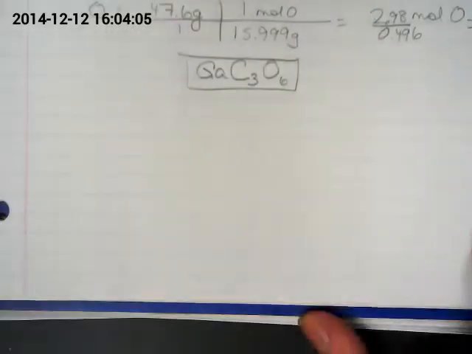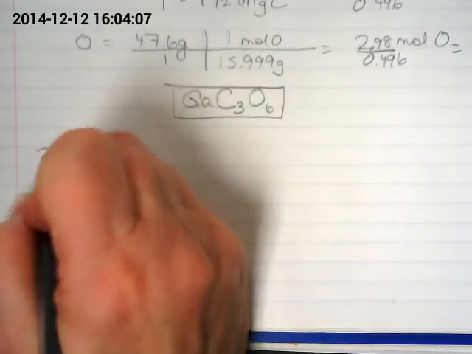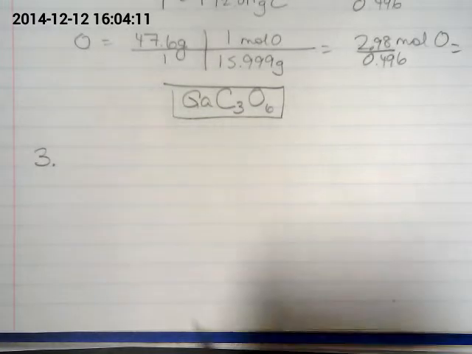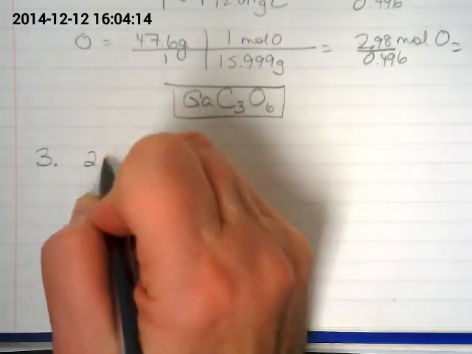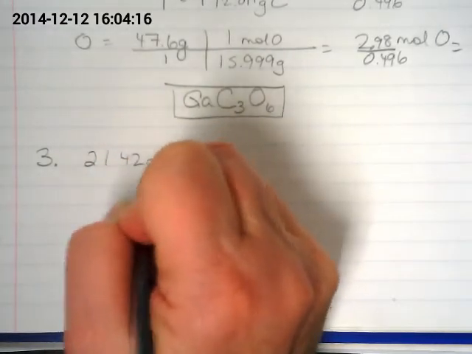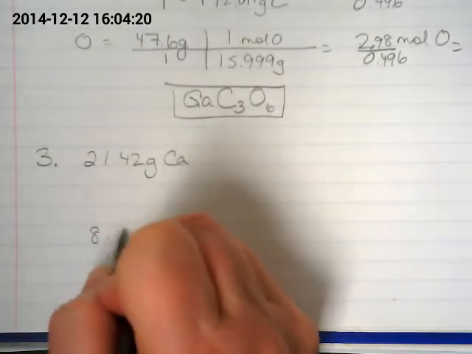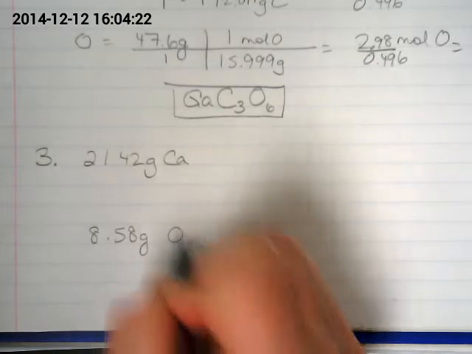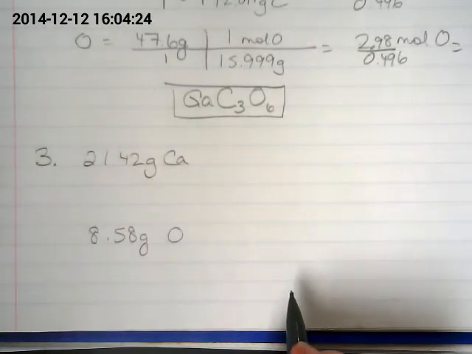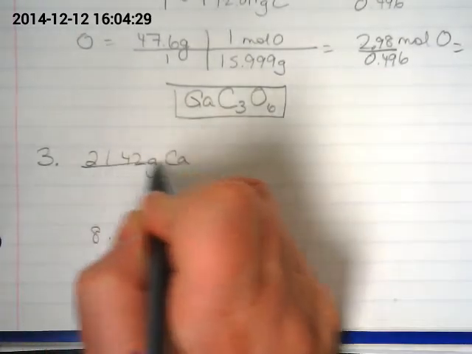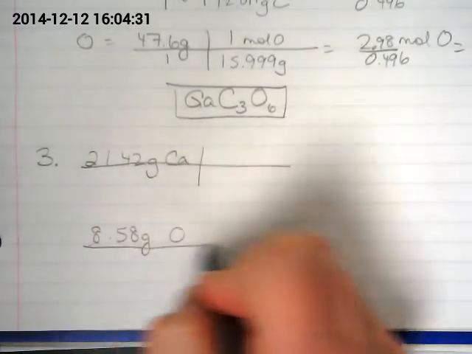Problem number 3. This is just coming about it from a slightly different perspective. It's giving you grams instead of percent, so this is even easier. 21.42 grams of calcium combines with 8.58 grams of oxygen. So we don't have to go percent to grams. We're going to go grams to moles.